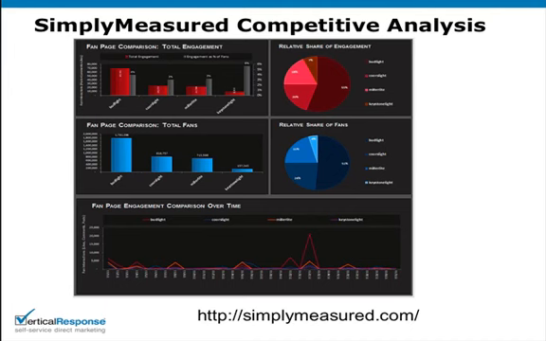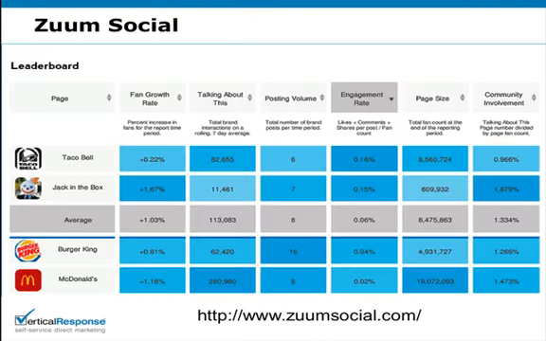And similarly, Zoom Social is another one, which I think is actually a little more powerful than Simply Measured, or at least I just like the interface and the way they lay it all out. They take your growth rates, they take your people talking about those numbers, they look at posting volume, which is great. If you're seeing that one of your competitors is really beating you in a particular area, you can see, oh, well, they happen to be posting twice as much as me, or half as much as me. Maybe I'm posting too much. These are the kind of takeaways that you can pull from this.